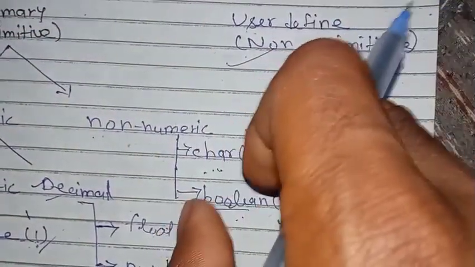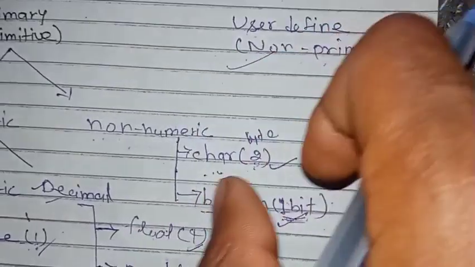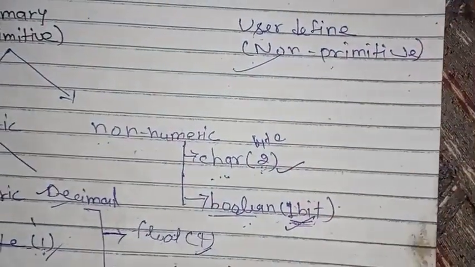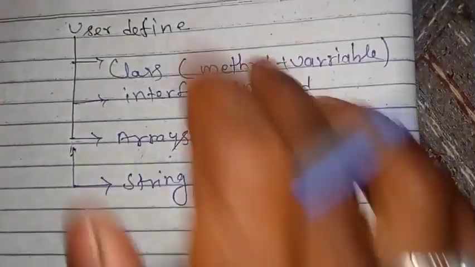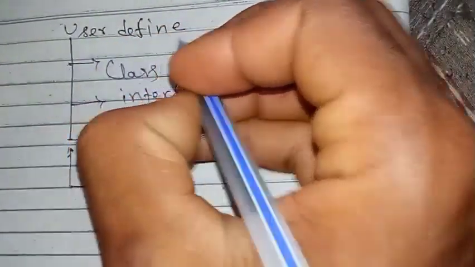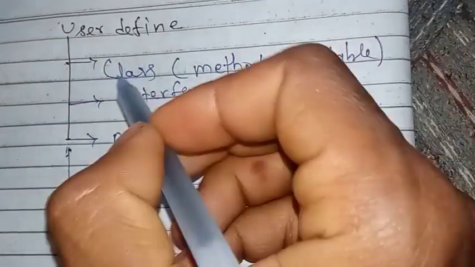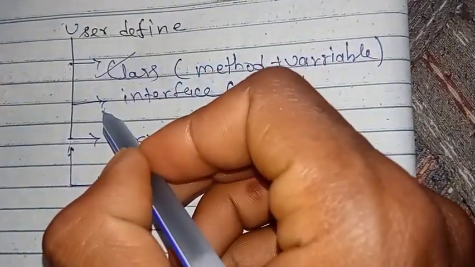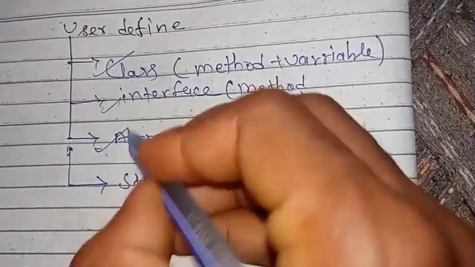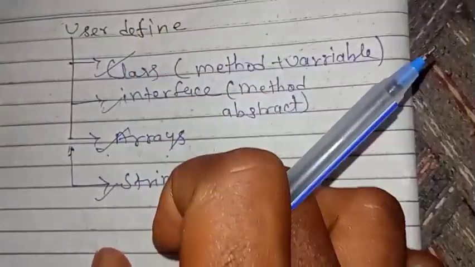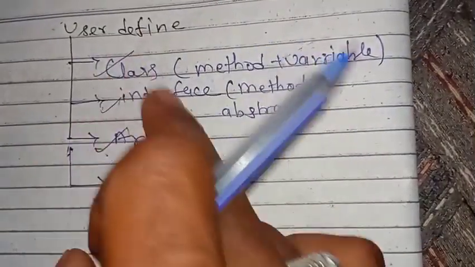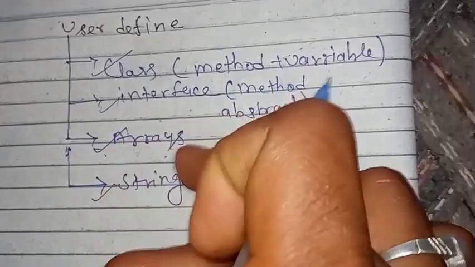Now we will discuss the user defined, also known as non-primitive data types. So let's start. If we discuss user defined data types, there are mainly four types: class, interface, array, and string. We will further study the interface, class, array and string.